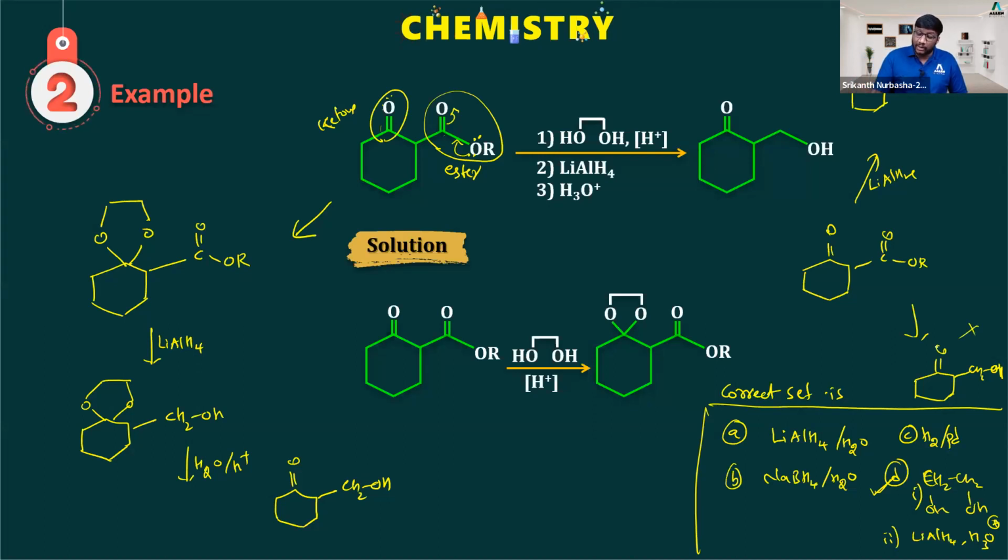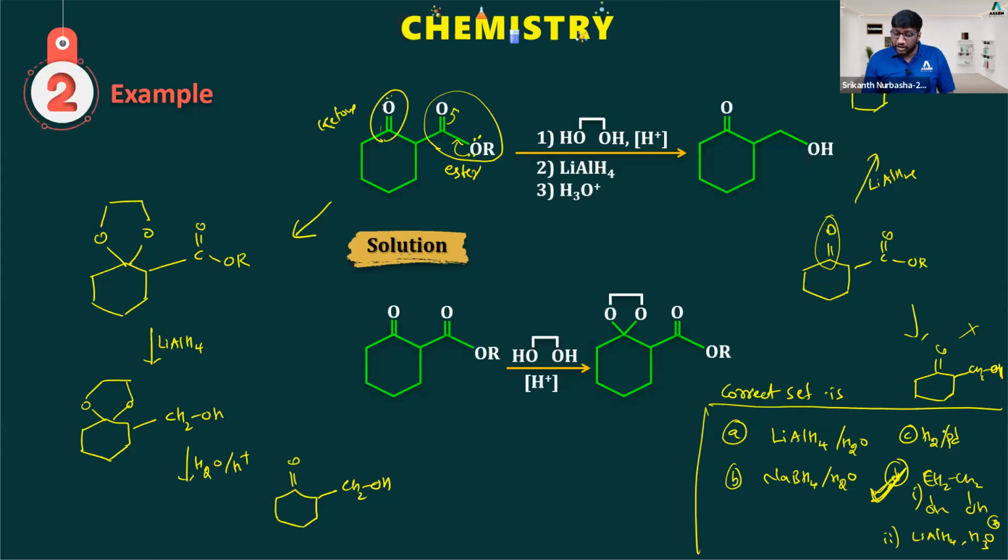That means I have to protect the C=O group. Understood this point? I cannot directly use LiAlH4; I have to protect the C=O group. To protect it, I have to do this cyclic ketal formation. So option D will be the right option. For that conversion, to find the correct set of reagents, you have to check whether some of the functional groups are protected or not. Here the C=O is protected.